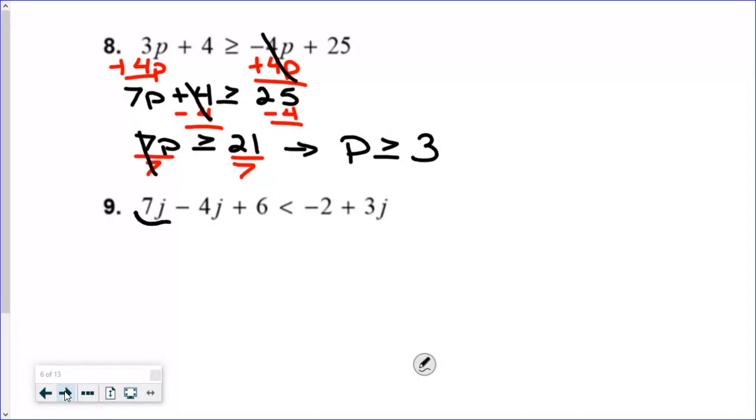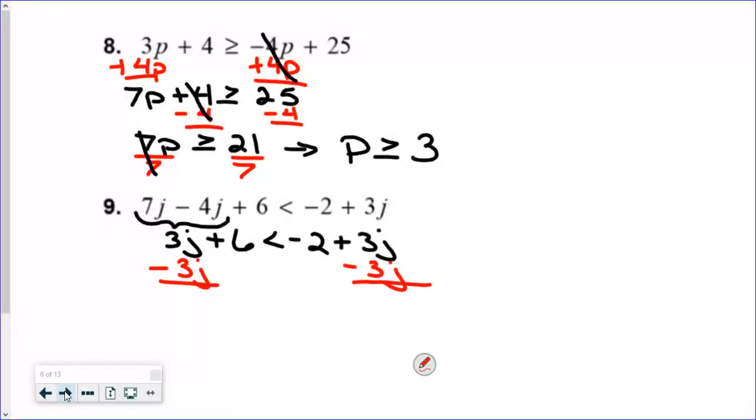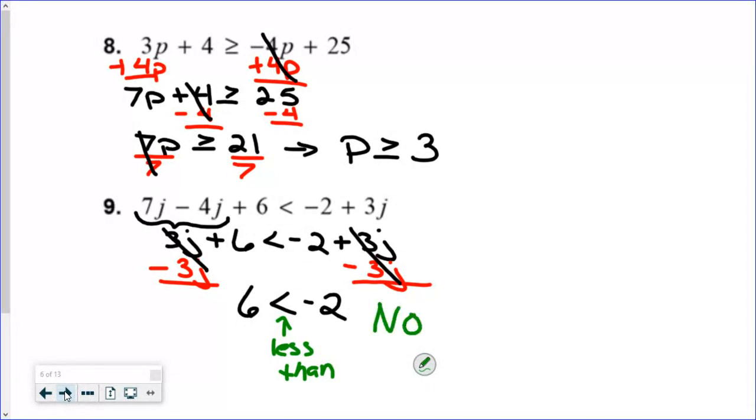Bigger ones. First things first, combine like terms. Okay, now what happens? I'm going to minus 3j and minus 3j. Again, I'm not multiplying or dividing, so I'm not even thinking about flipping, but I notice those things cancel. And I am left with a 6, a less than symbol, and negative 2. So again, another less than. Is 6 less than negative 2? No. Nope. So that's a no.